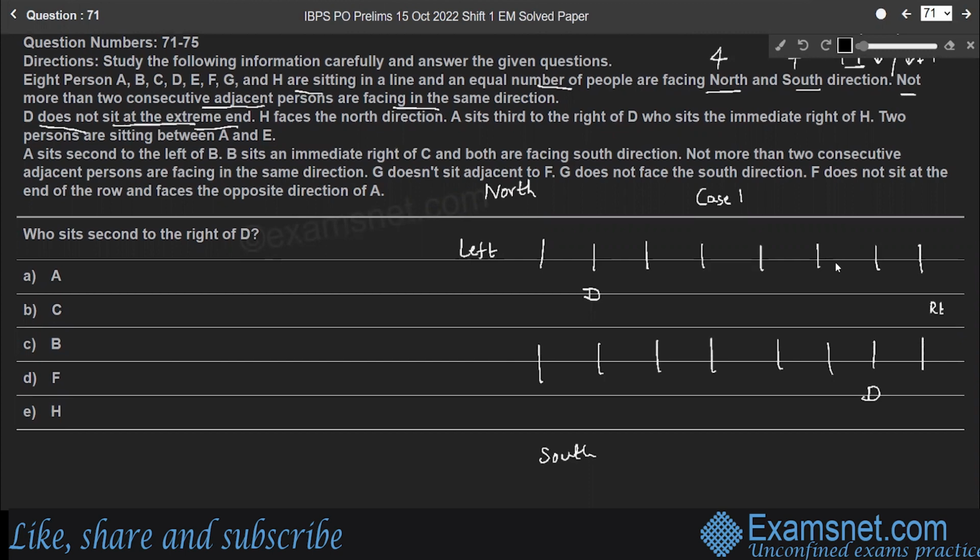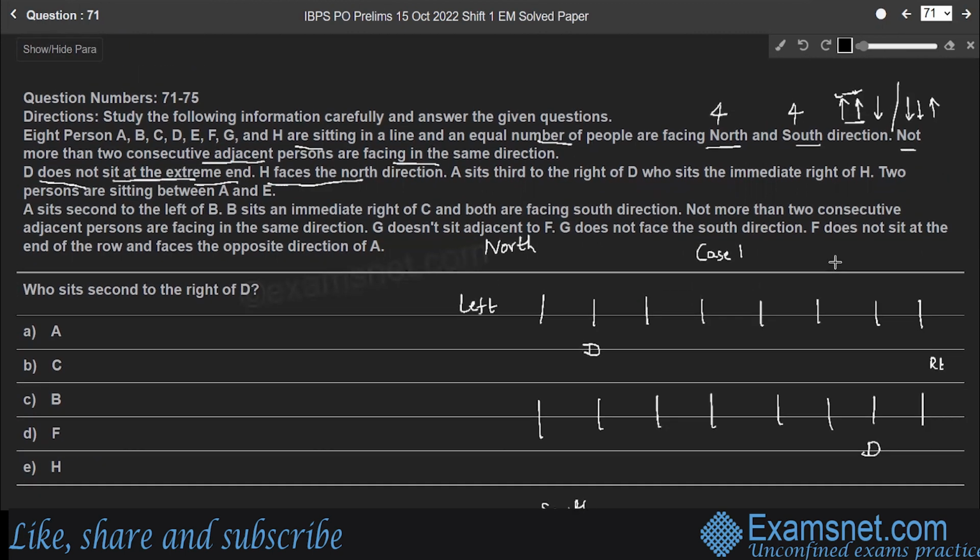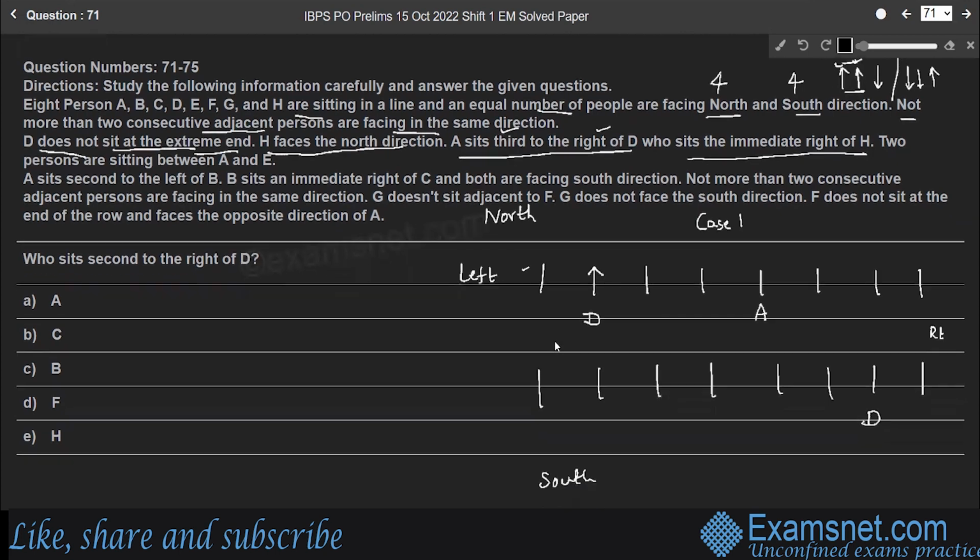Next point. H faces the north direction and A sits third to the right of D, who sits at the immediate right of H. We'll consider these 2 points together. Here A sits third to the right of D. Consider case 1. Therefore, D has to face the north direction, so that A is the third person to the right of D. If D is facing south, A cannot sit third to the right of D because there is only one person to the right of D if D faces south.